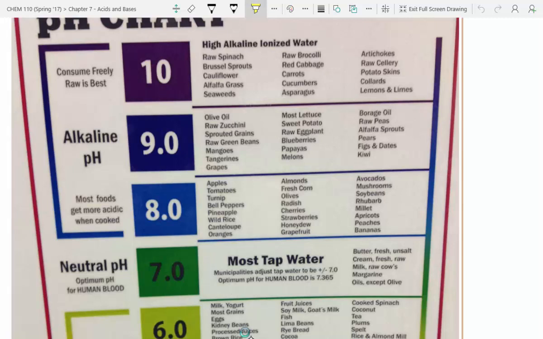Most tap water is neutral. Yeah, most tap water is actually kind of acidic. But what do you notice right there? Lemons and limes have a pH of 10. Is that true? What do you guys find with acidic stuff like lemons and limes? It's below 7. So they're saying lemons and limes are pH of 10. That's simply wrong. That's an alternate fact if you want to choose that.